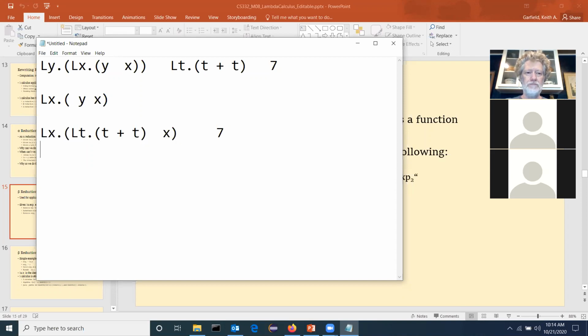Now can I do it again? I've got an expression, and I've got an expression. The one on the left is a function of x, where x is the input argument, and the one on the right is the operand. So we're going to apply that function of x to the argument of 7 and follow the same rule. We get rid of lx dot, which leaves us with lt dot t plus t. And then everywhere I see an x, I replace it with 7. There's only one x in there.